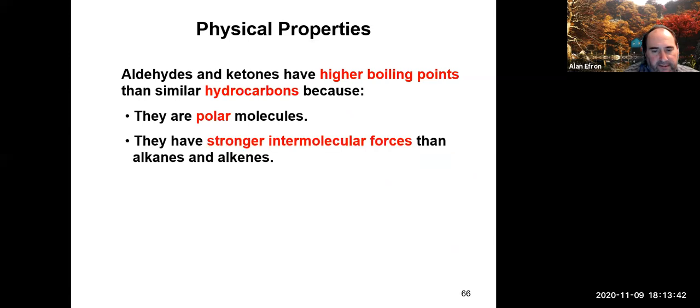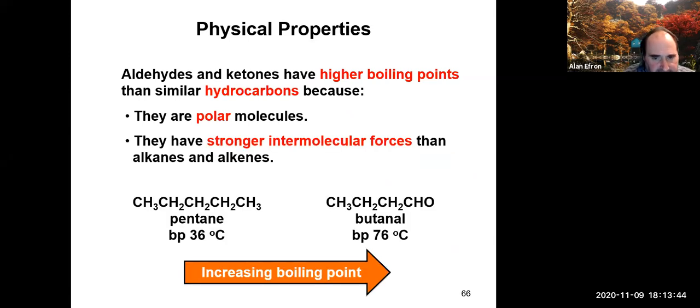Okay. All right, so just to finish up here about these, some physical properties. Aldehydes and ketones typically do have higher boiling points than hydrocarbons. That's because they're polar molecules. So they can't really hydrogen bond with themselves, but they do have that polar group here.